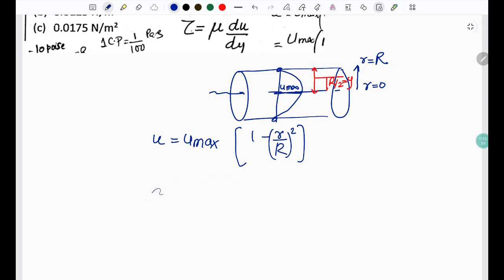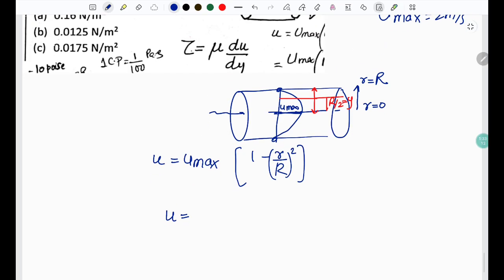So U is this. At y equals r by 2 we will need U, so we'll find out U equals U max, which is 2, times 1 minus r squared... r is r by 2, so that will be 1 by 4, so this becomes 2 into 3 by 4, which is 1.5 meter per second.